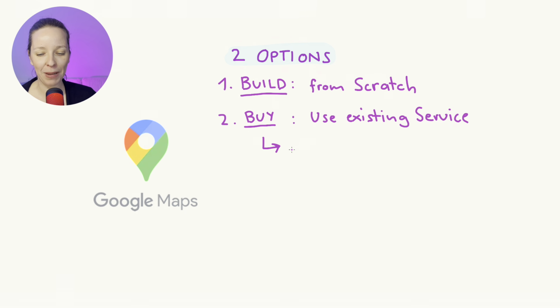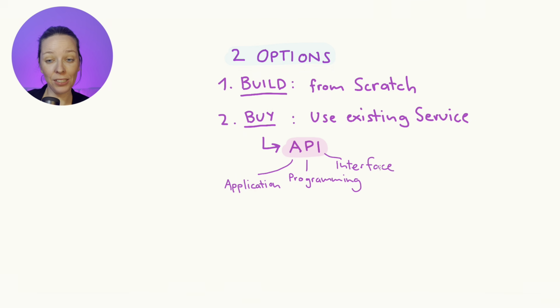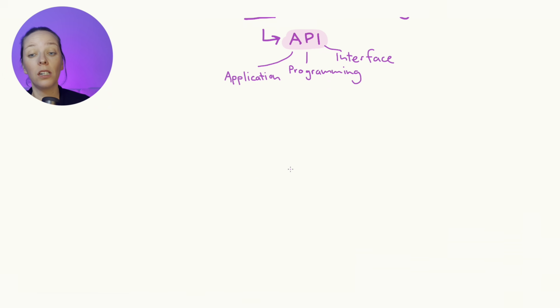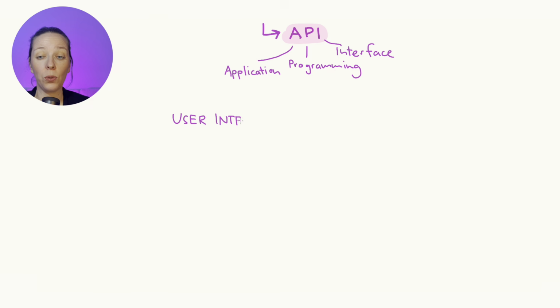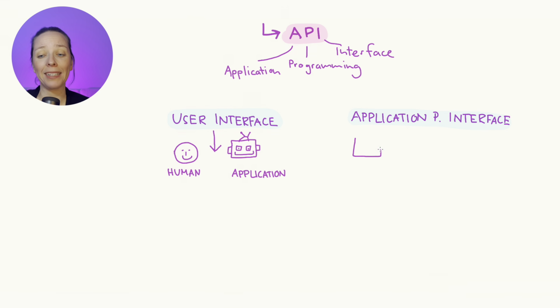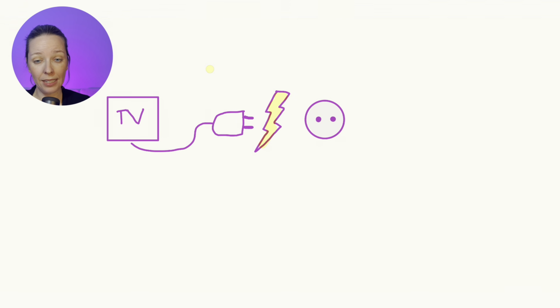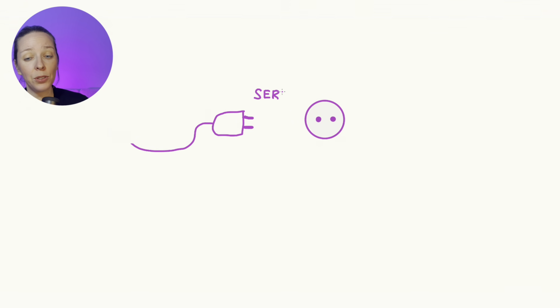And this is where the magic of APIs comes in. API stands for Application Programming Interface, and it allows applications to directly interact with other applications. So a UI, user interface, is for a human to interact with a program. APIs are for an application to interact with another application. Think of an API like a power outlet. Just as you plug in your TV to get electricity, apps plug into APIs to access data or services.